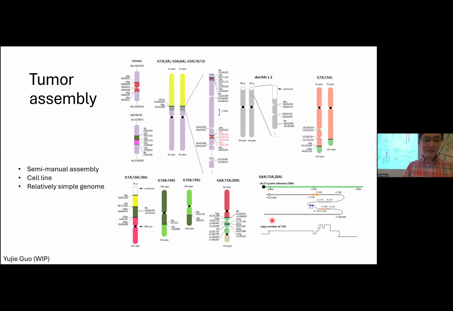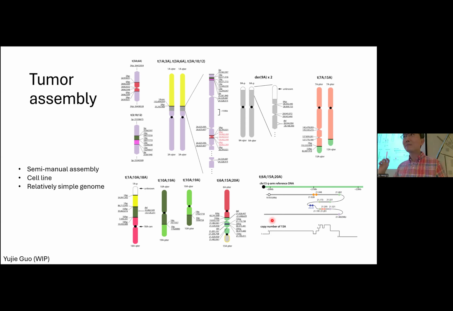But all this is done semi-manually. There's lots of manual work when creating this. And also remember, this is cell line data. If you do primary tumor, there will be more abnormal events. And I don't know how to resolve that.